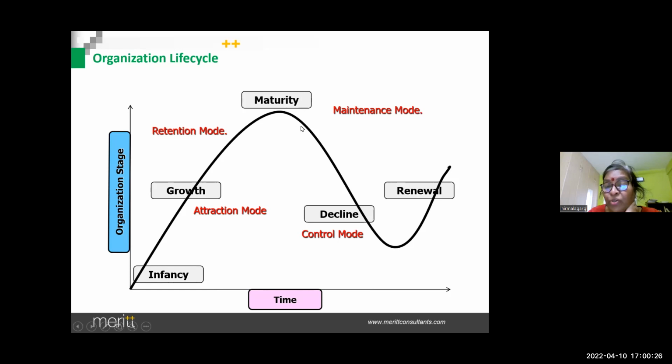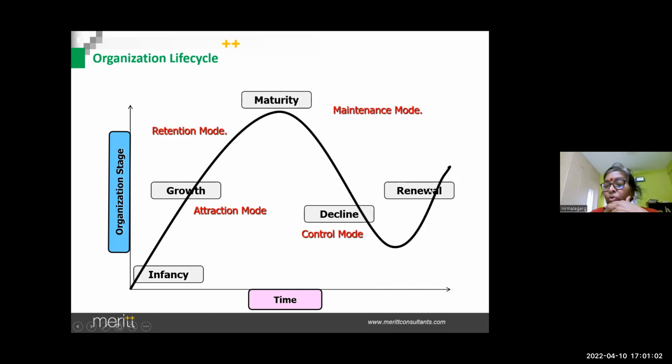Then what happens after the maturity? There is a decline phase, and once you are in a decline mode, you need to do something for a renewal phase. So why I'm explaining this life cycle is that in the context of variable pay, where do you think variable pay will be used maximum? Typically, growth stage. Absolutely. Growth, and sometimes even in a renewal phase, because you have declined. So you want to do renewal.